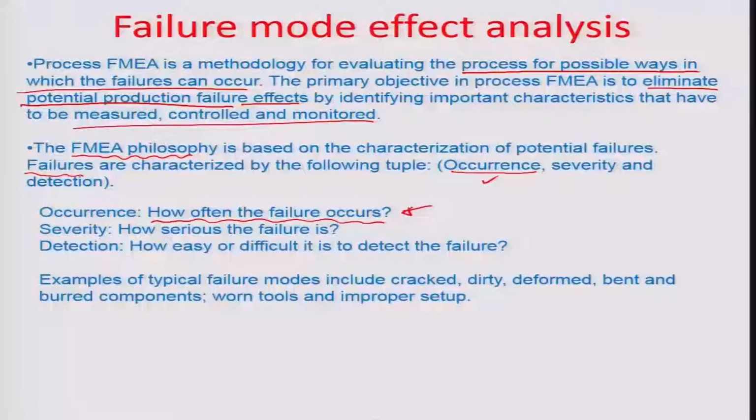So the occurrence is followed by another parameter, the severity. So how serious the failure is in terms of its contribution to the failure that is in question. And then of course once the occurrence and the severity is mapped, the third issue is how easy or difficult it is to detect whether the failure is happening or not. So one part is obviously what is the failure, another part is how often the failure happens, then it is about how severe the failure is, and then how easy it is to detect, okay.